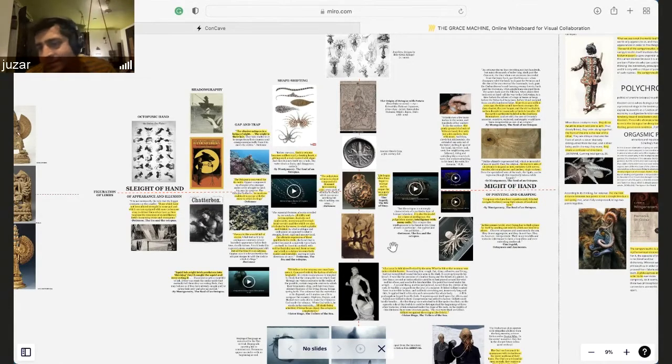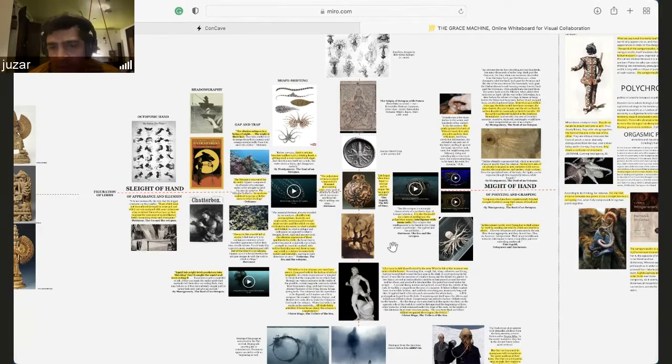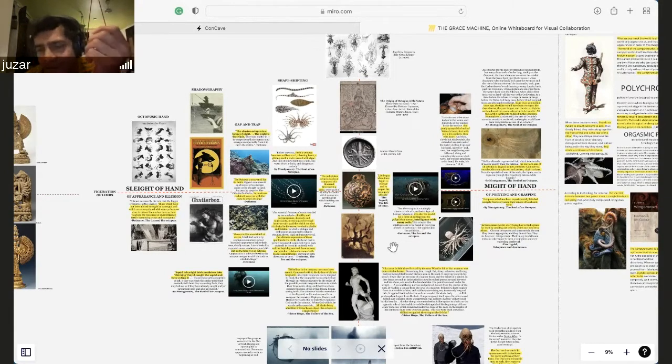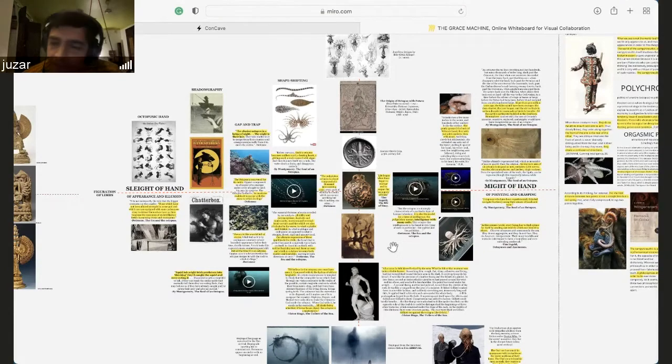So the vertical axis is about transfiguration. It's about how the figure appears in the human world. And the horizontal axis is about what the figure actually does, and how the two spaces of pointing and grasping on one hand and appearance and illusion on the other turn into attributes of might of hand on one side and sleight of hand on the other. Sleight of hand basically deals with appearances and illusions, and the might is about grasping and pointing at things. Okay, we can begin at the center.